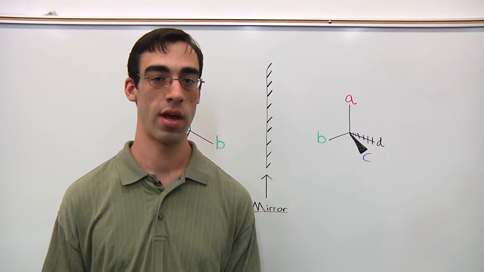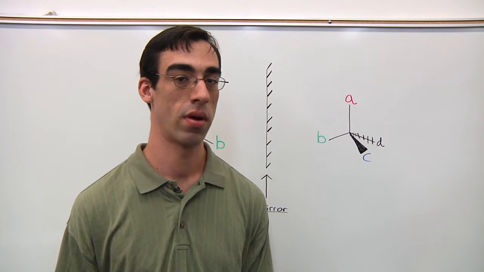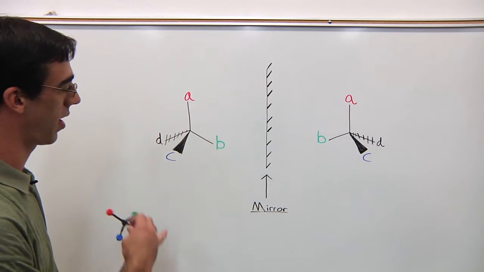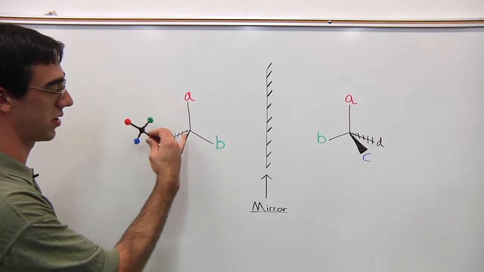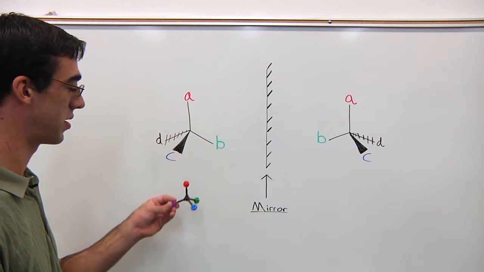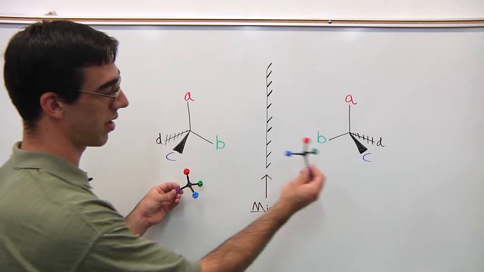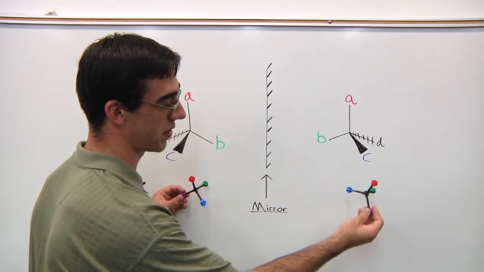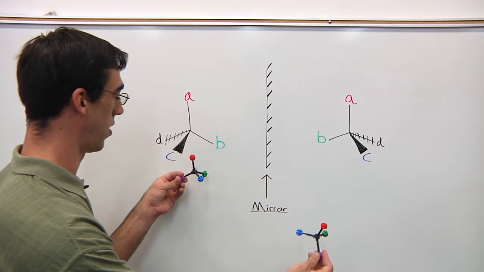Now let's take a look at a molecule in front of a mirror that has a chiral center. As you can see, we have a molecule that has 4 different groups attached to a tetrahedral carbon and has no planes of symmetry. Therefore, this is a chiral center. On the other side of the mirror, we have its mirror image, and as you can see, it also has 4 groups and is a chiral molecule.